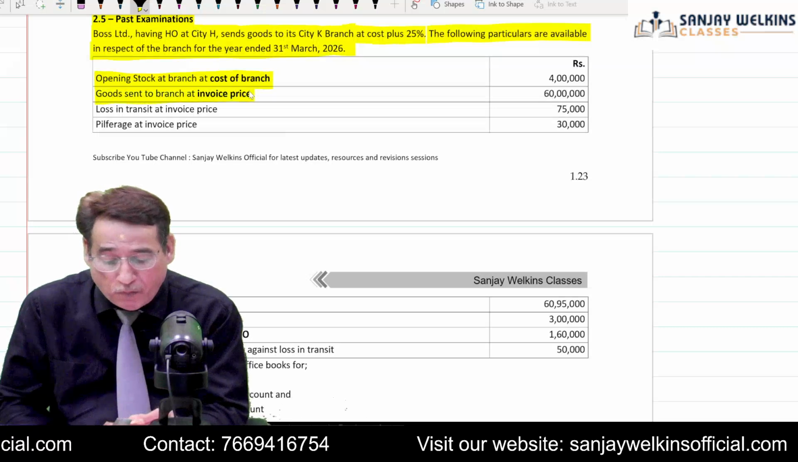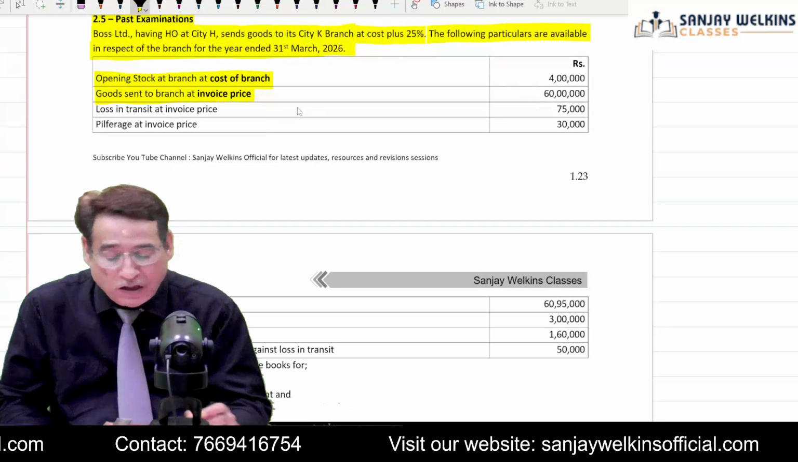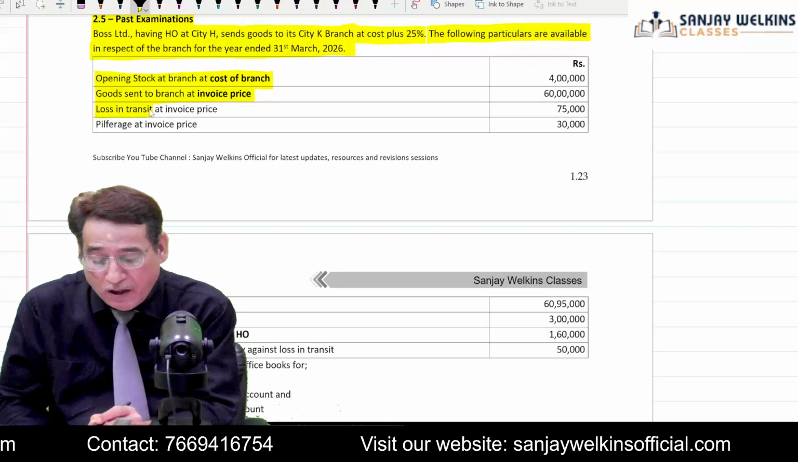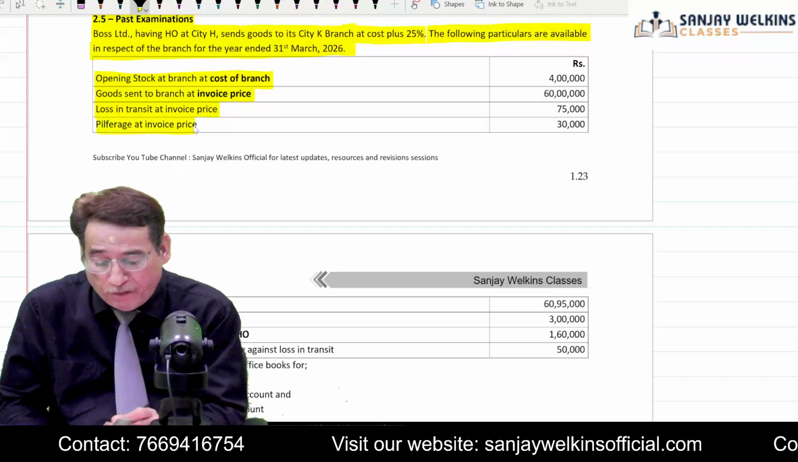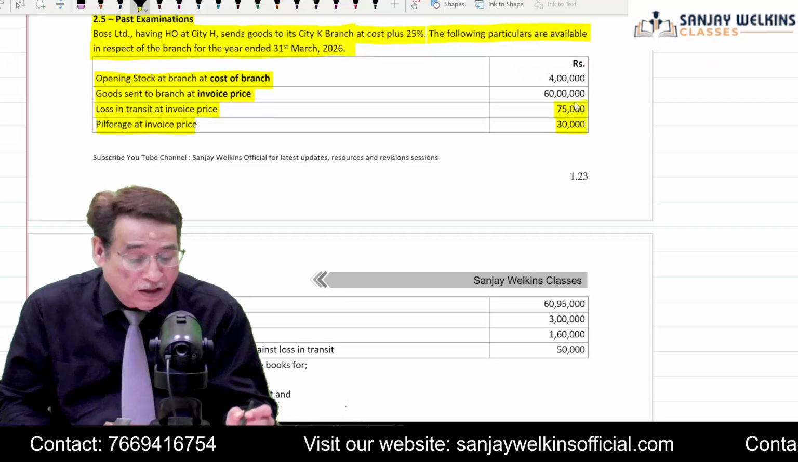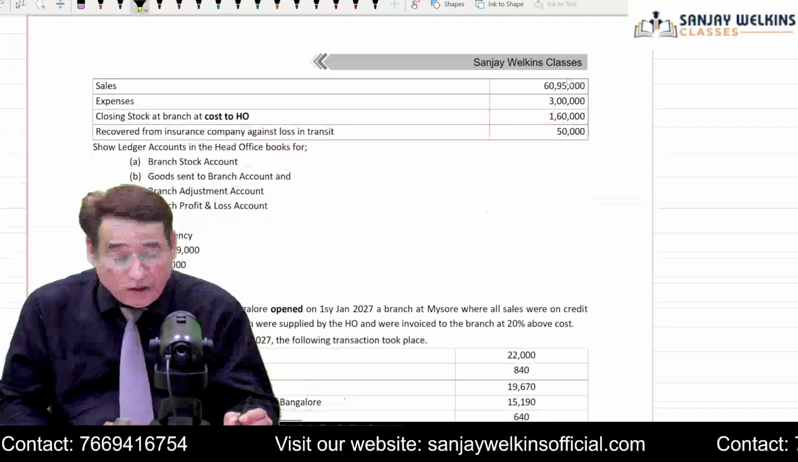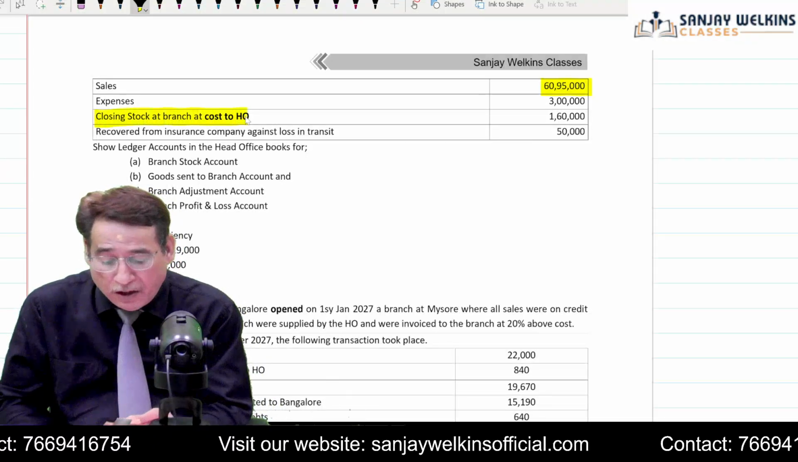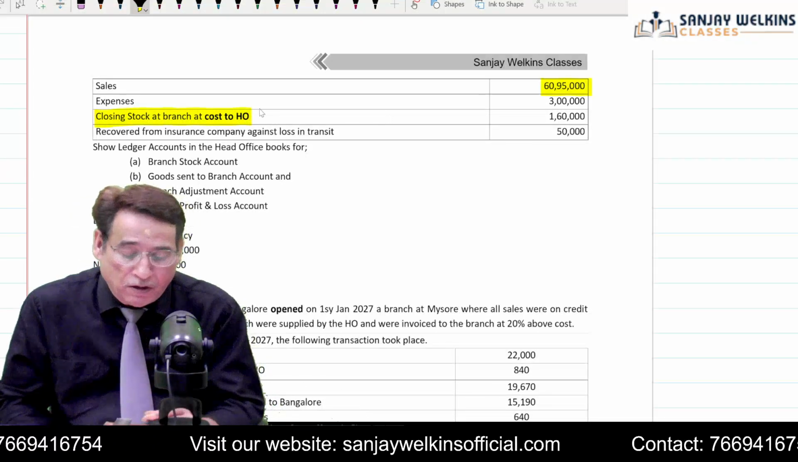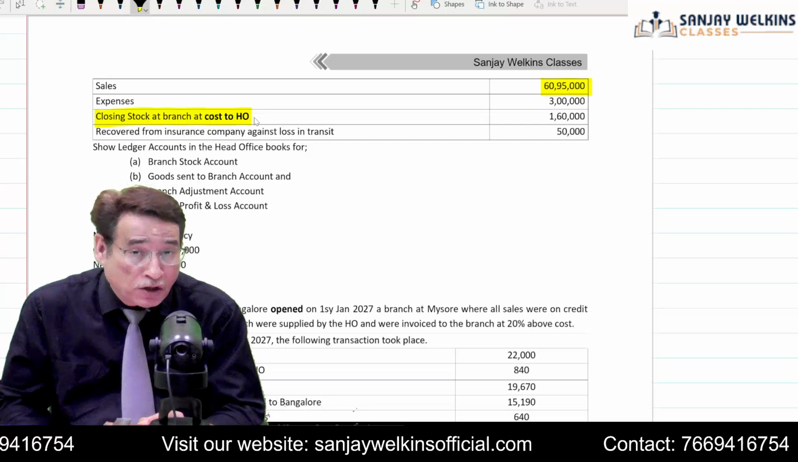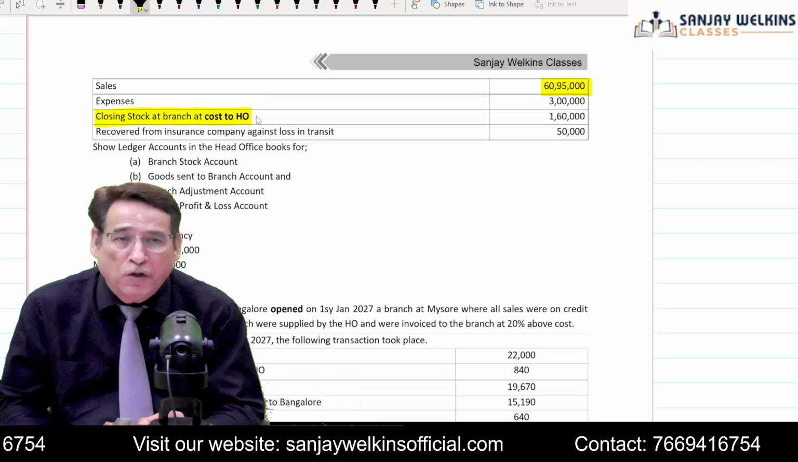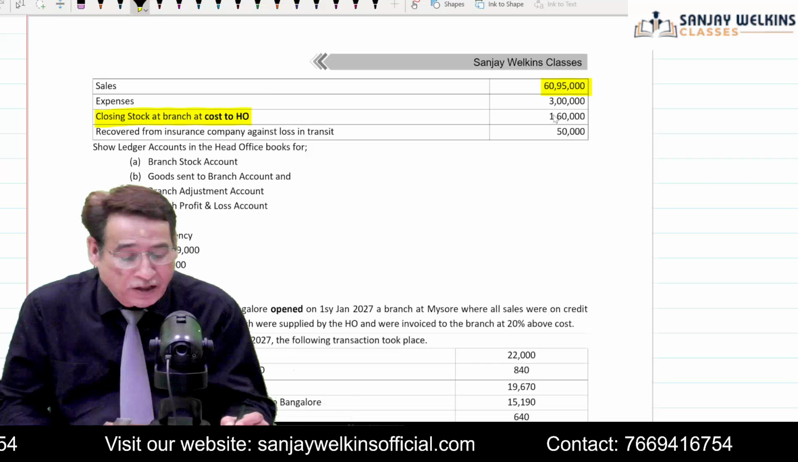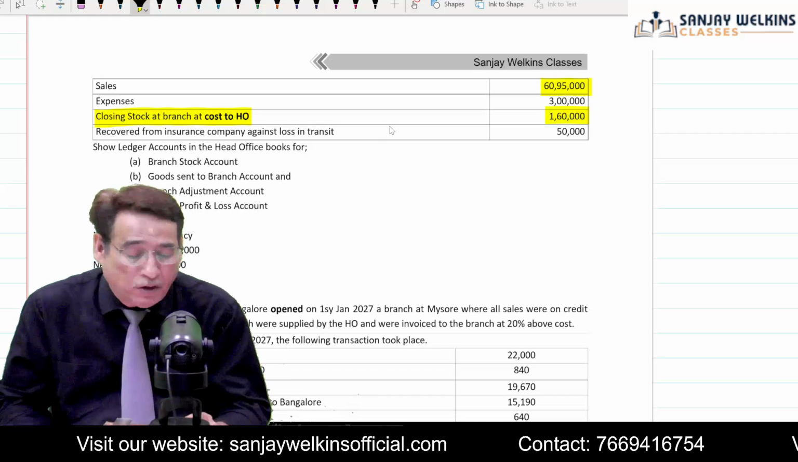Now, goods sent to branch at invoice price is given. Obviously, this item is at invoice price. Then loss in transit and pilferage at invoice price will be considered as abnormal loss. Then we are given sales, and here the closing stock at cost to head office is written. Because it is written at cost to head office, you need to convert it into invoice price. That means this item is at cost. Is it clear to you or not?